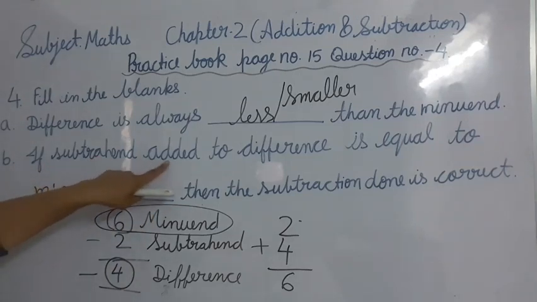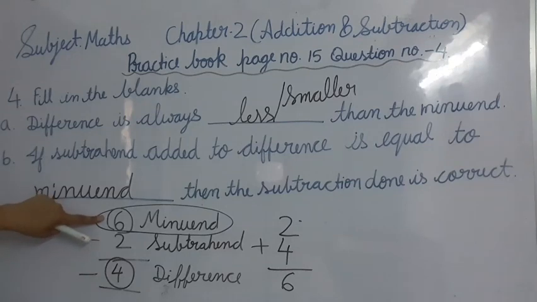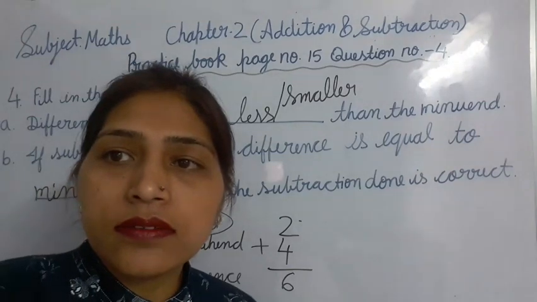Clear what they are saying? If the subtrahend, this number, is added to the difference, and the total is equal to this number, it means your subtraction is correct. Clear? So now let's see C1.